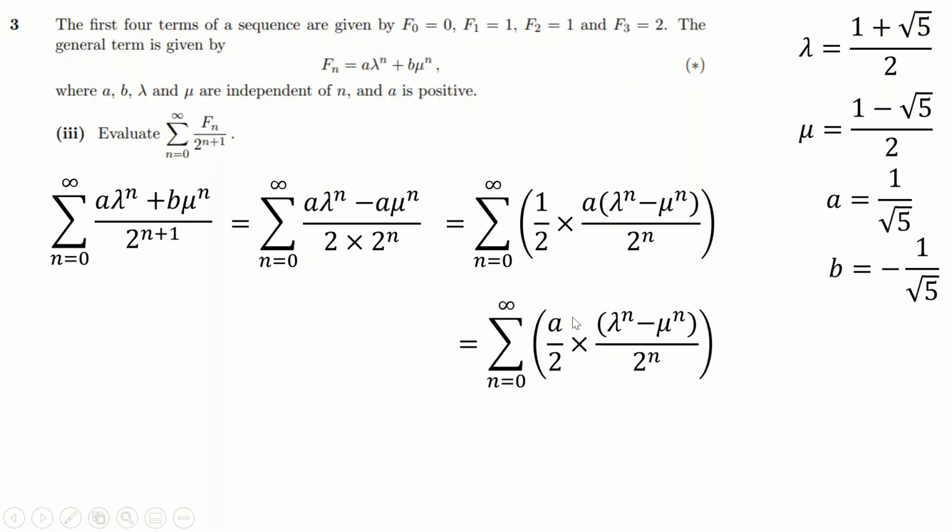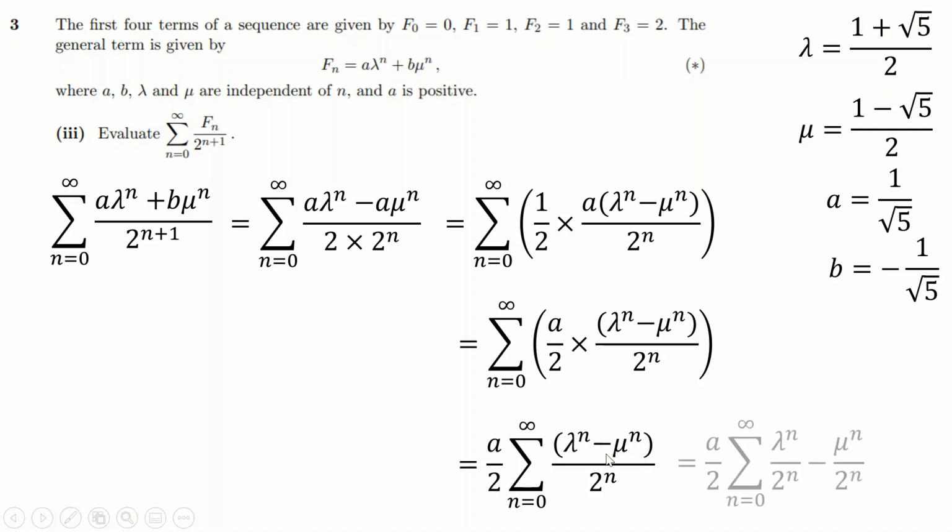And the reason I'm going to do that is because this term here has nothing to do with the sum. It has no n's in it. This is just a constant. A is 1 over root 5, 2 is a constant, so this is just a constant. And I'm allowed to bring constants out to the front. Okay, and now the last thing I'm going to do is split this fraction in 2.